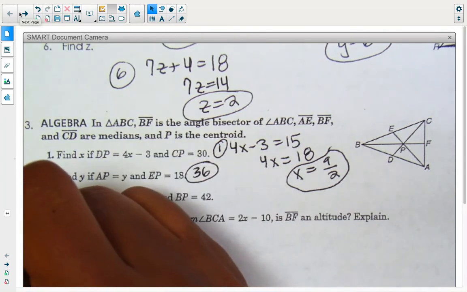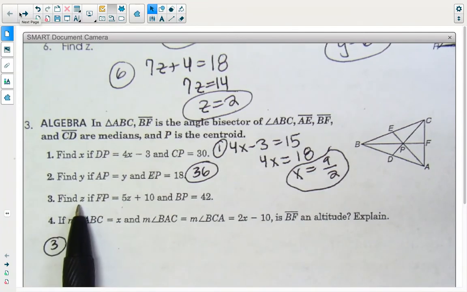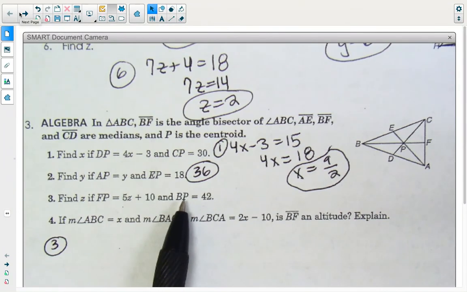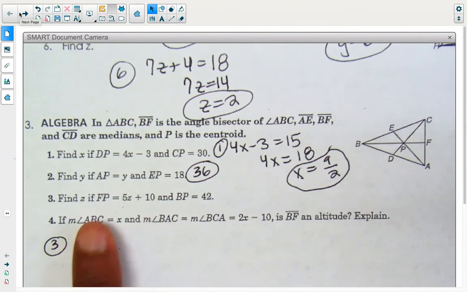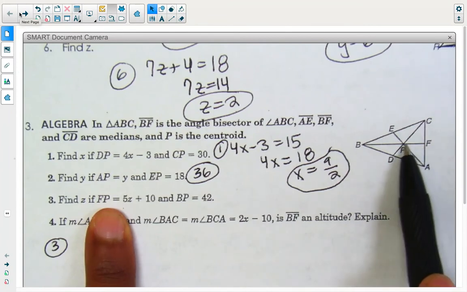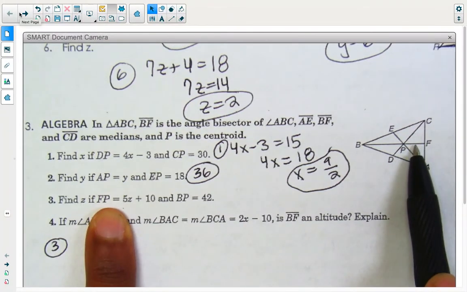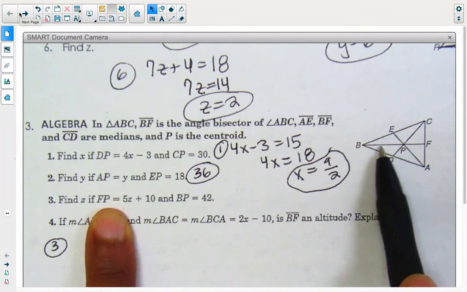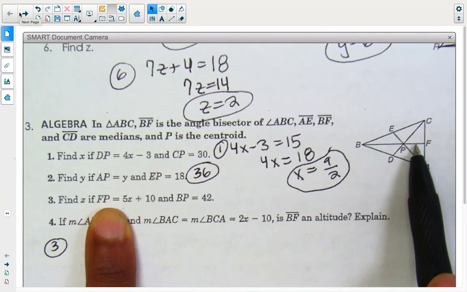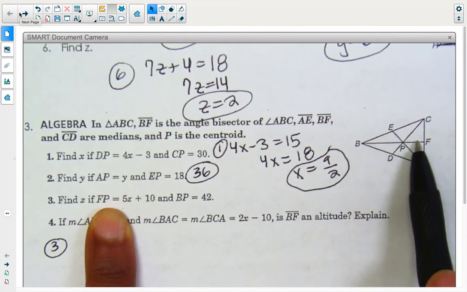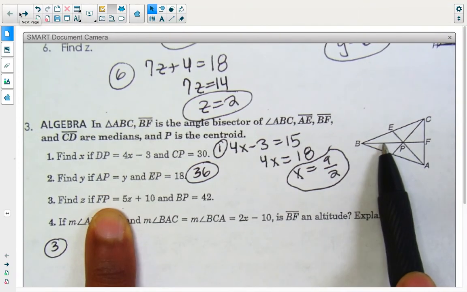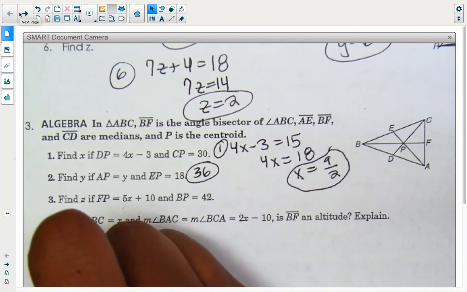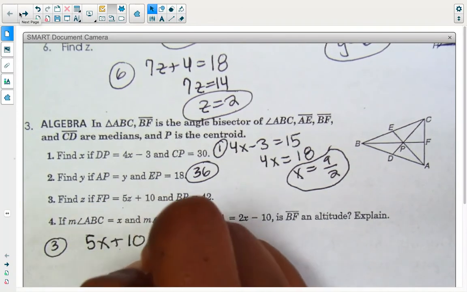Number 3, I will jot down here. Find z if FP equals 5z plus 10 and BP equals 42. So if I go through that again, let's see where it is in my picture. FP is right here. So FP is 5z plus 10. BP is 42. BP is the 2/3 section because it's longer. So this is the 1/3 section. 2/3, 1/3. So if this section is 42, if I divide it by 2, it'll give me the 1/3 portion. So the equation that I'm setting up is 5z plus 10 equals 21.